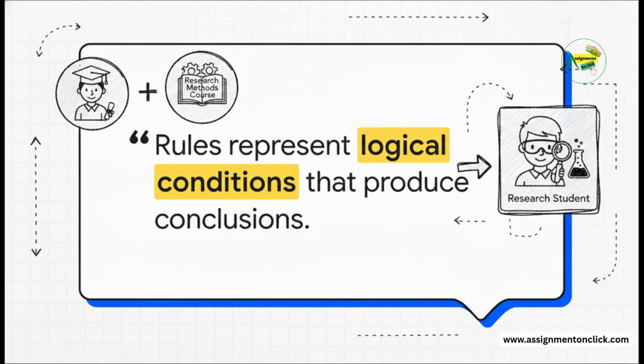We can set up a logical condition in the system that looks like this. If a person is a postgraduate student and that person is enrolled in a research methods course, then they are classified as a research student. We are giving the reasoner the exact conditions needed to infer entirely new classifications on the fly.